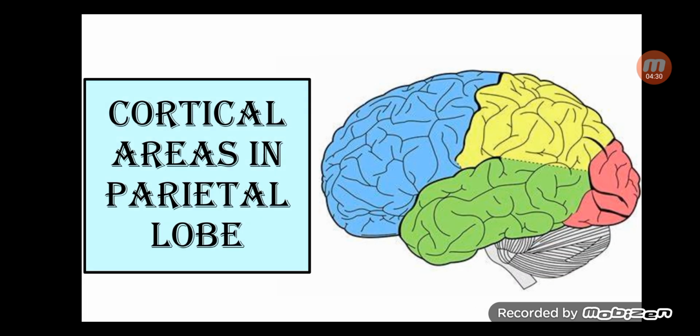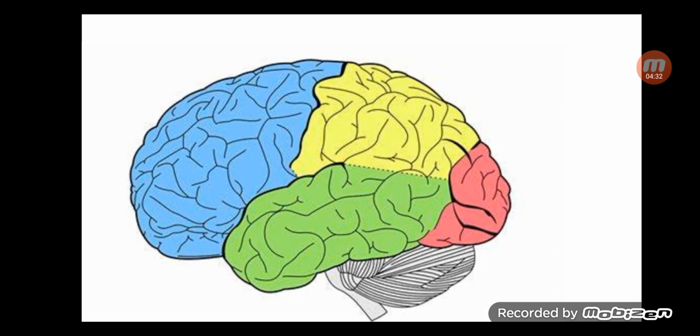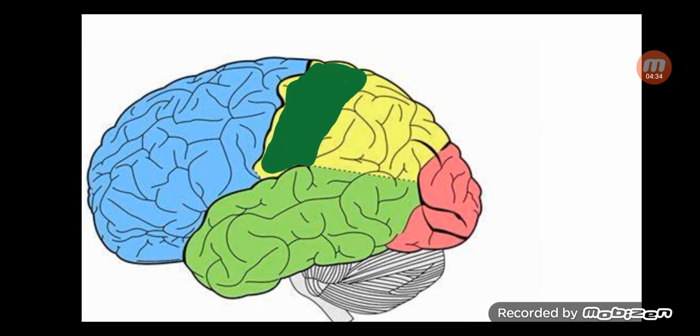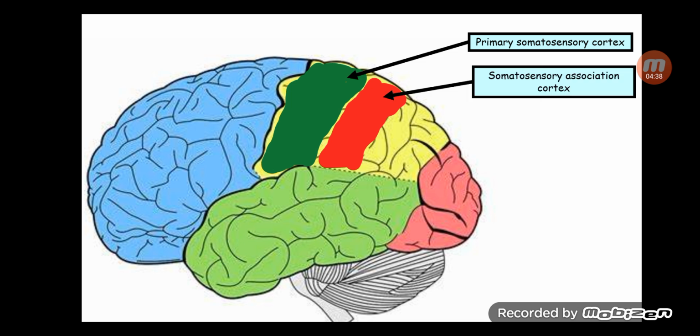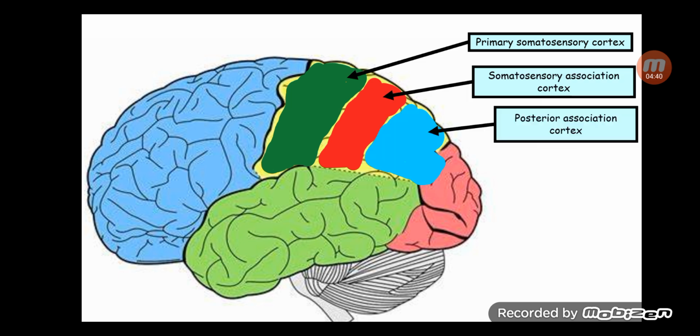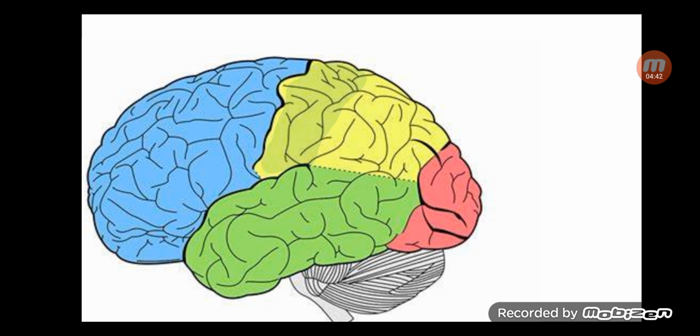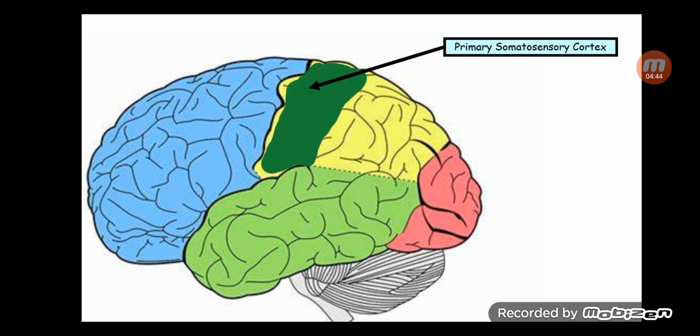Then we will talk about cortical areas that are present in parietal lobe. The cortical areas that are present in parietal lobe are primary somatosensory cortex, somatosensory association cortex, and then we have posterior association cortex. Now let's talk about them one by one. First is primary somatosensory cortex.